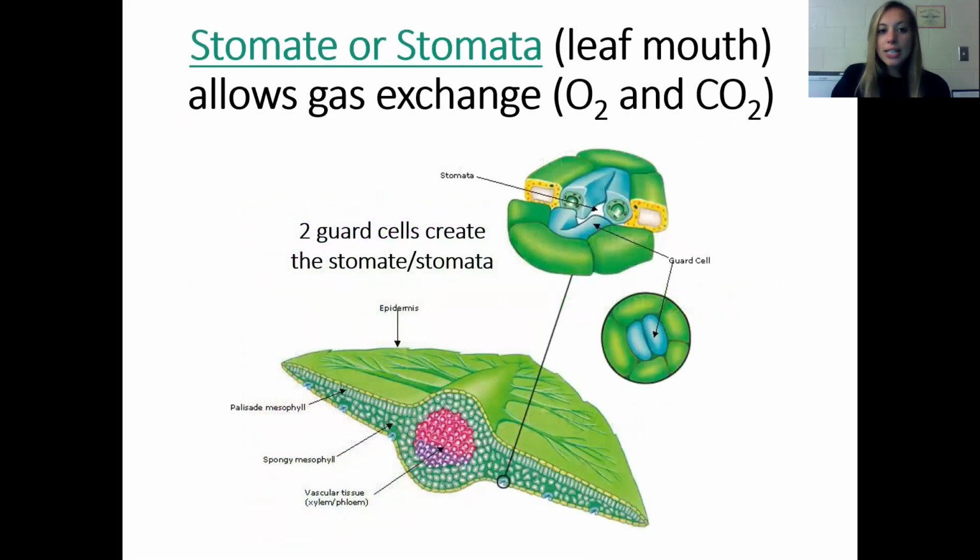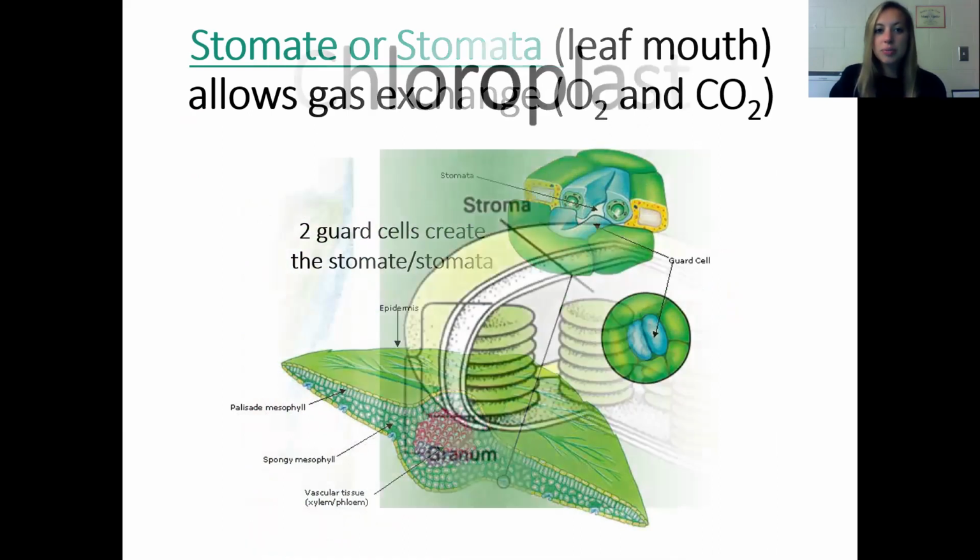All right, so the stomata is the leaf mouth, and this allows for gas exchange of oxygen and carbon dioxide, right? We're getting rid of one here and taking in the other because one is on the product side, one is on the reactant side. All right, so two guard cells, see them right there, the two guard cells are going to come together and create the stomata to allow for the gas exchange.